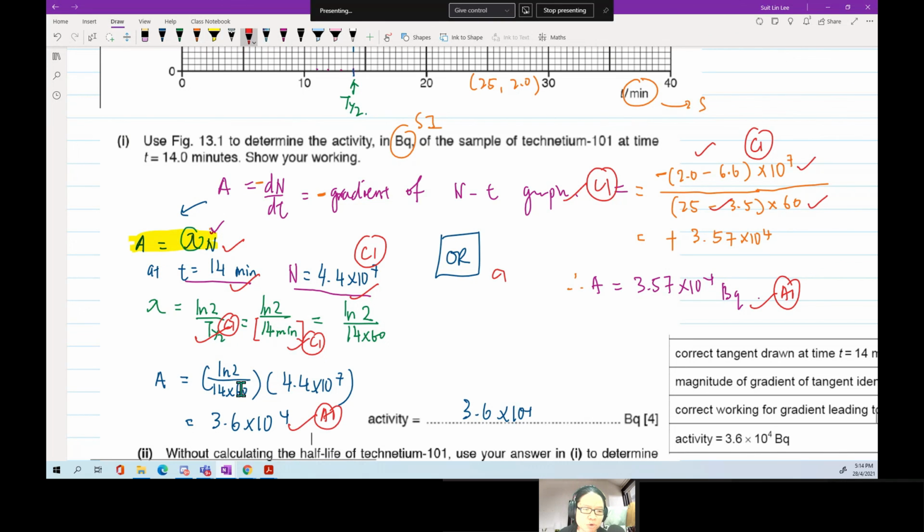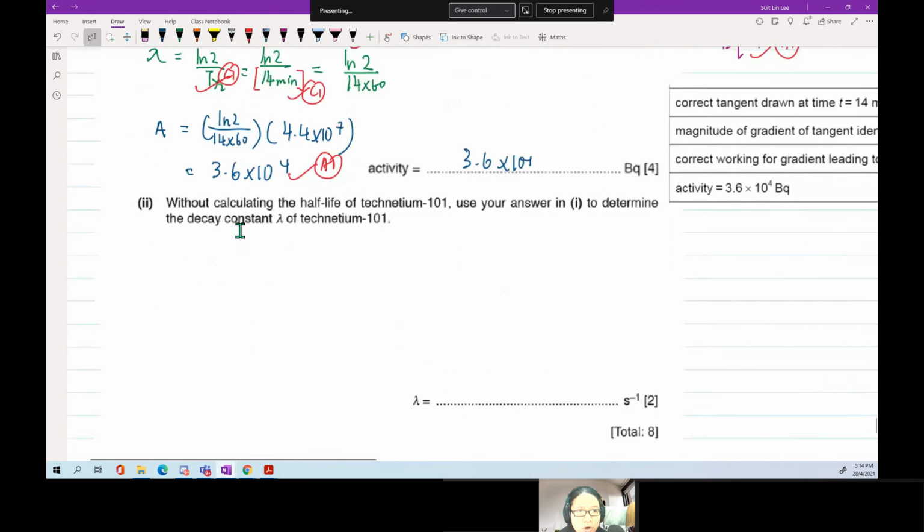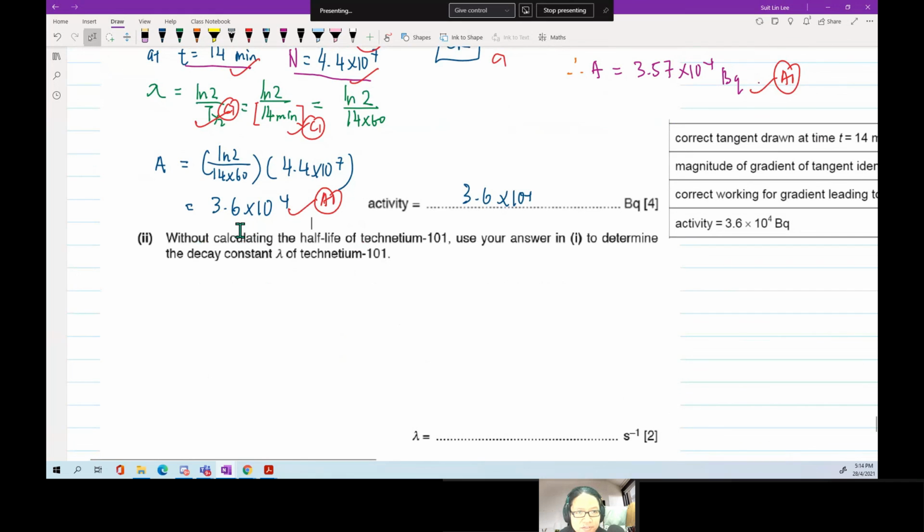Of course, if you skip this step, you're right here, we can also see ln 2 over half-life. So this one is also okay. 1, 2, 3, 4. Which one is nicer? Up to you.